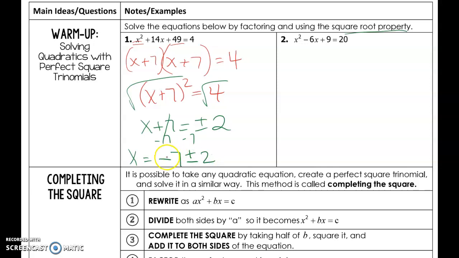And now if I actually simplify this, negative 7 plus 2 is negative 5. So x equals negative 5. And negative 7 minus 2 is x equals negative 9. So these are the two answers I would get.